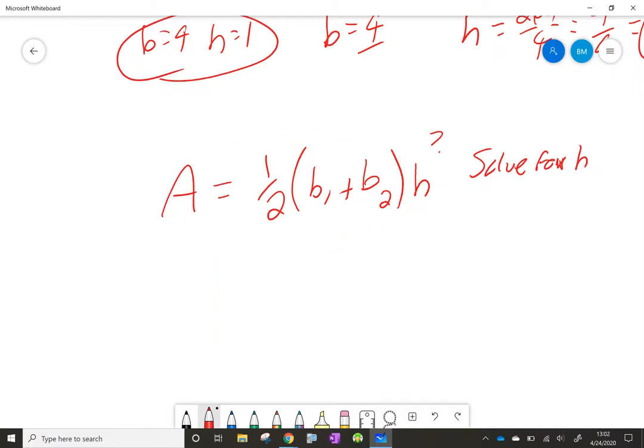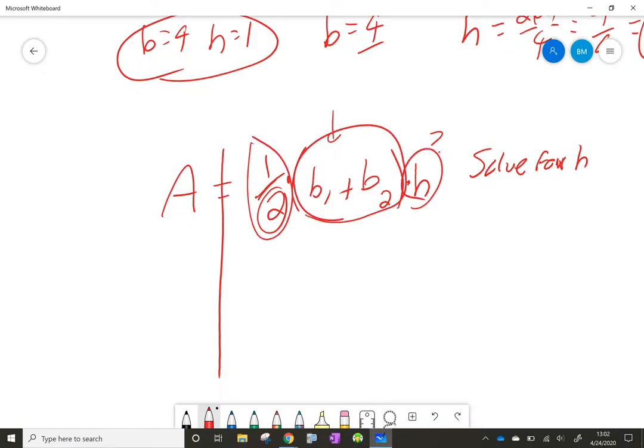We'll get rid of the 1/2 the same way we got rid of it before. The opposite of dividing by 2, because 1 divided by 2 is the same thing as 1/2. Yes, there's a plus sign here, but that plus sign is inside parentheses. So essentially there are three groups, the 1/2, the parentheses, and the h, all being multiplied together. So we can get rid of the dividing by 2 by multiplying this whole side by 2.